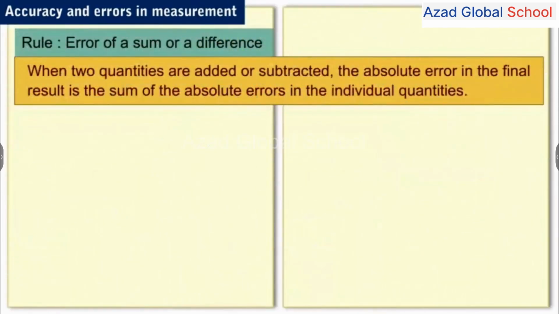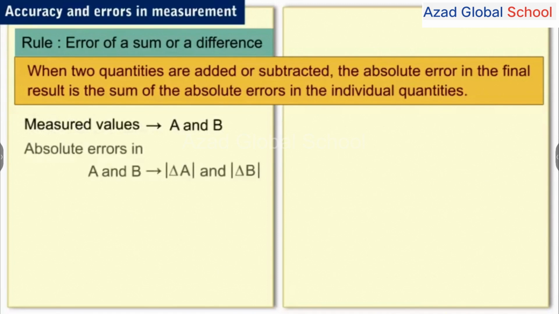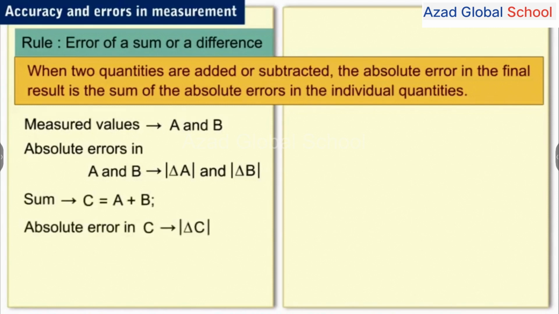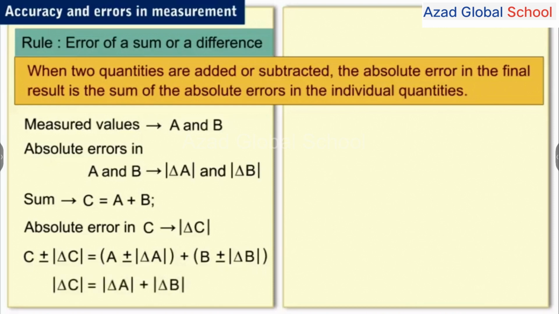When two quantities are added or subtracted, the absolute error in the final result is the sum of the absolute errors in the individual quantities. If the two physical quantities have their measured values A and B, and mod delta A and mod delta B are the absolute errors, find the error delta C in the sum C equals A plus B. We have by addition C plus or minus delta C is equal to A plus or minus delta A plus B plus or minus delta B. The maximum possible error in C, delta C, is equal to delta A plus delta B.